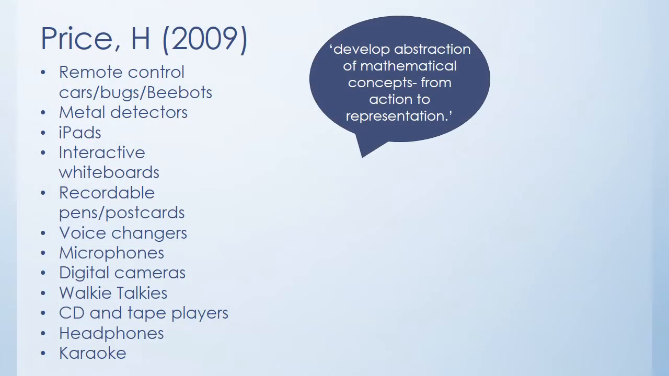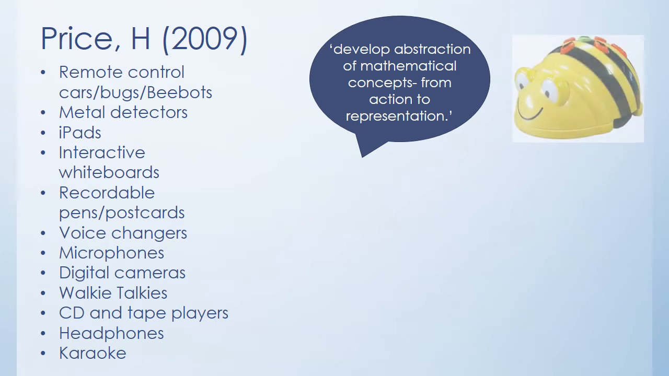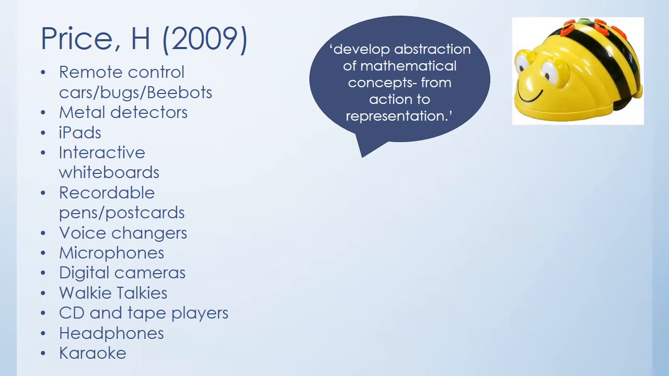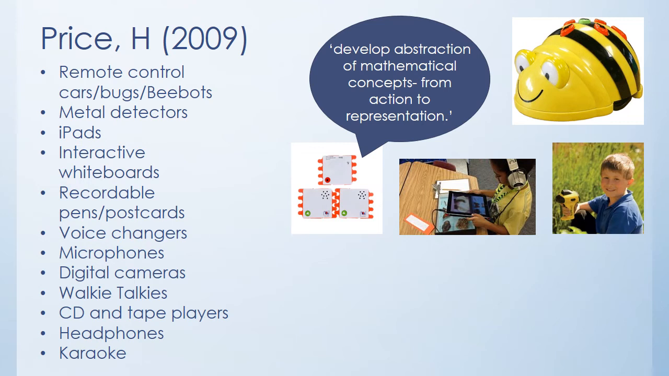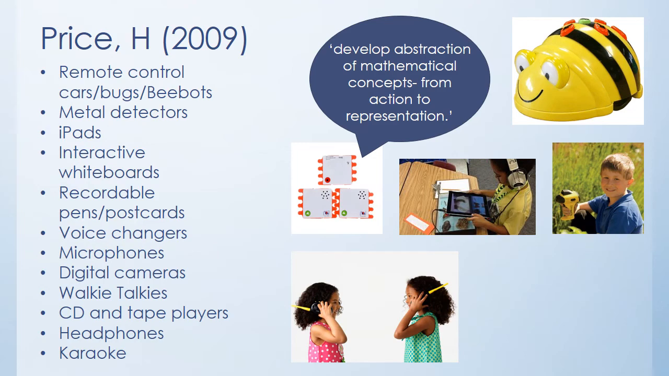The B-bot is a transitional robot that allows children to develop abstraction of mathematical concepts from action to representation. B-bots allow children to use directional and positional language. An activity would be to program the B-bot to collect the objects in the order of the life cycle of the frog. Metal detectors could be used to develop scientific skills to identify objects made out of metal. An example of an activity using a metal detector could be to laminate 6 plain shapes, hold a piece of metal underneath one of them, and ask the children to locate it using the metal detector.